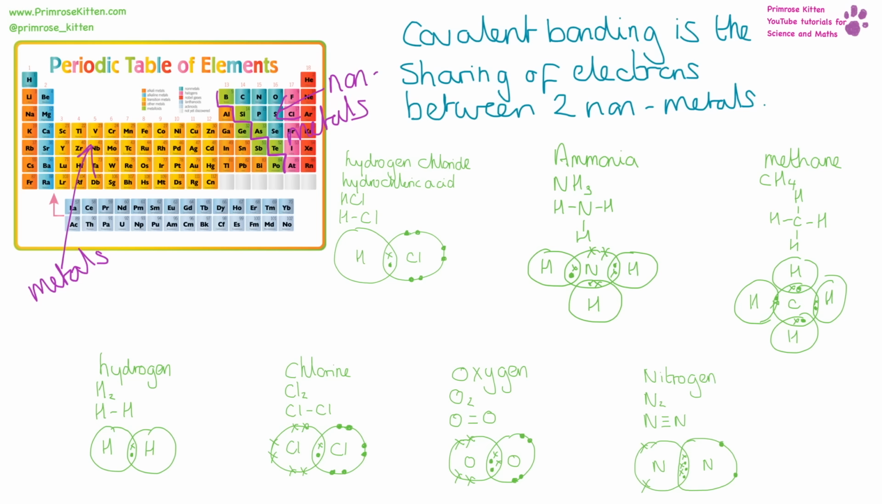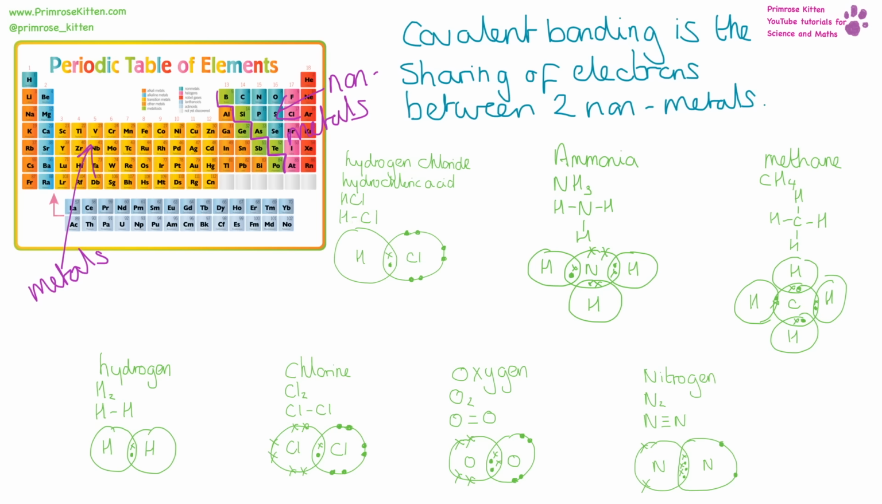Covalent bonding is the sharing of electrons between 2 non-metals, these up here. And these are the common ones you need to know how to draw. For each of these, you need to be able to give the name, the formula, be able to draw it with lines, and be able to draw the dot and cross diagram.